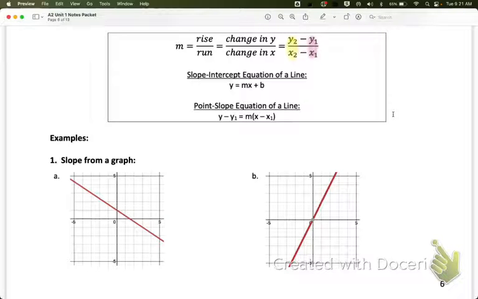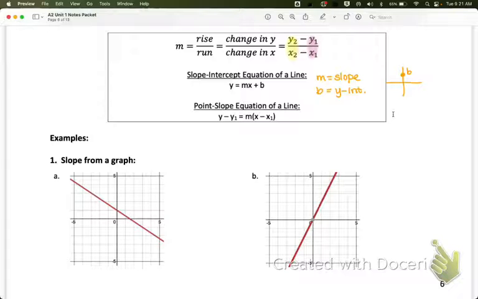You learned in previous classes as well the slope-intercept equation of a line, which is y equals mx plus b. If we remember from that one, m is always going to represent the slope of the function, and b is always going to represent the y-intercept. The y-intercept is where the graph crosses on the y-axis. That's going to be the value of b.